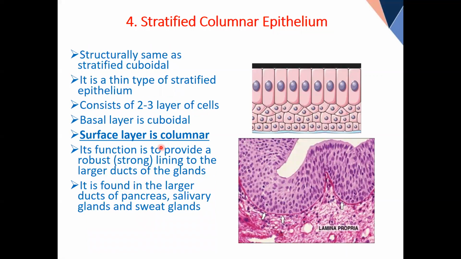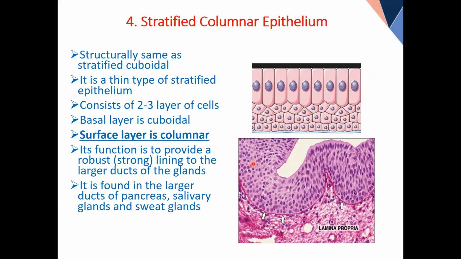The second is stratified columnar. The fourth one is stratified columnar: 2 layers, basal layer, and the surface layer is columnar. It can be 3, 4, or 5 layers. You can see diagrammatically, and you can see here.